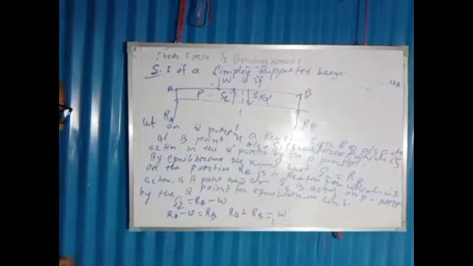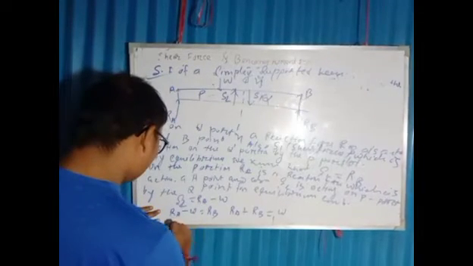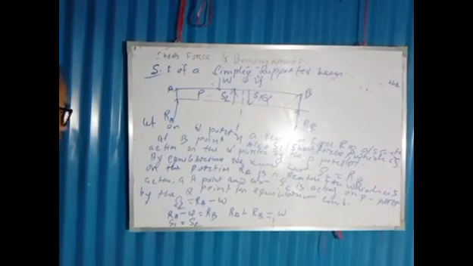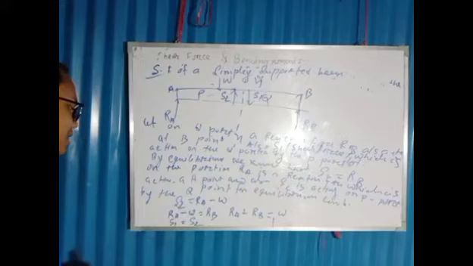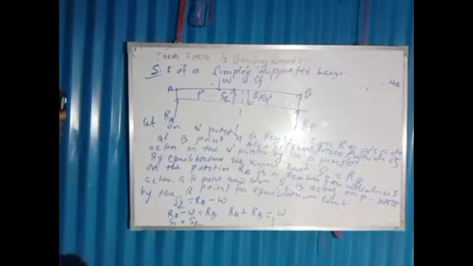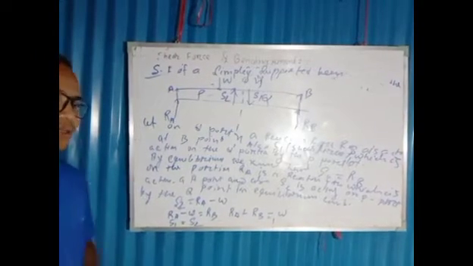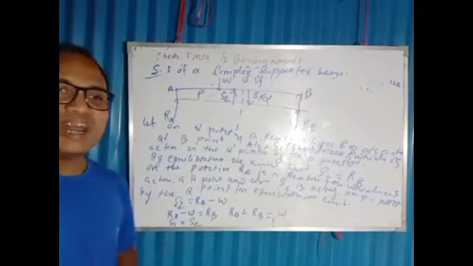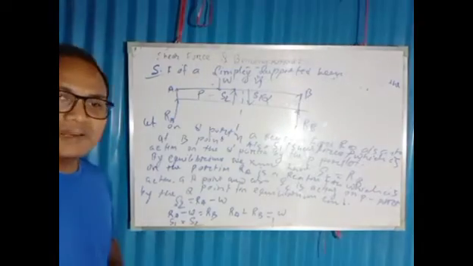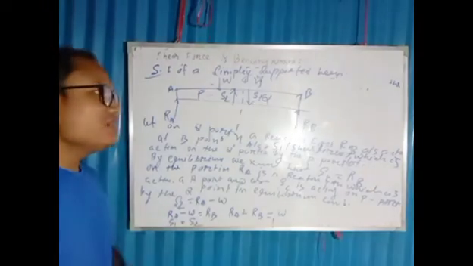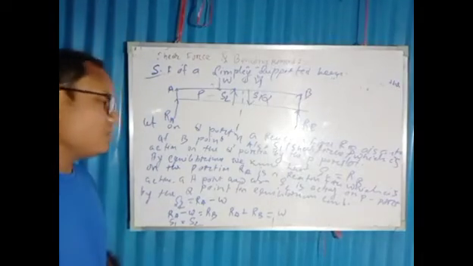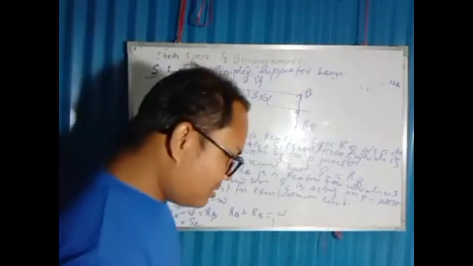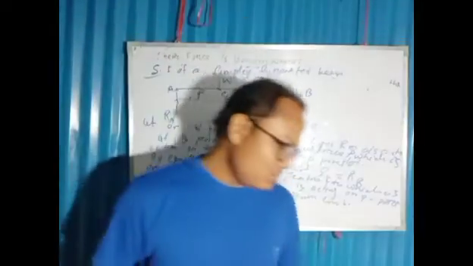So here we can write that S1 equals S2. When S1 and S2 are equal, we can say that the shear force is the algebraic sum of the forces acting on the left side or the right side of this section, the xx section. So from this point we can say S1 equals S2.